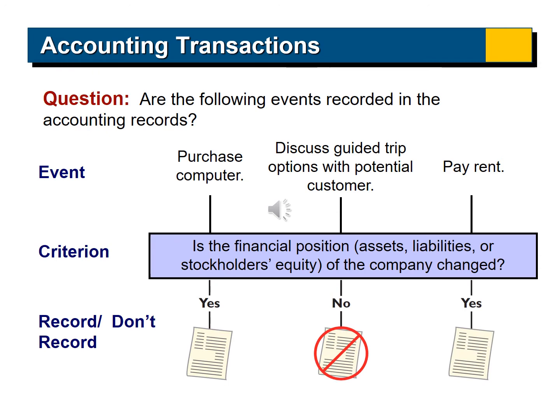Here are a few examples of what can be or cannot be a transaction. The first one is the purchase of a computer, which obviously is a transaction because you can record it with economic terms. The second is discussing a guided trip with a potential customer. This cannot be recorded in economic terms unless the customer purchases the trip. So this is not a transaction. The third one is the paying of rent, which obviously can be recorded in economic terms. Therefore, it is a transaction.